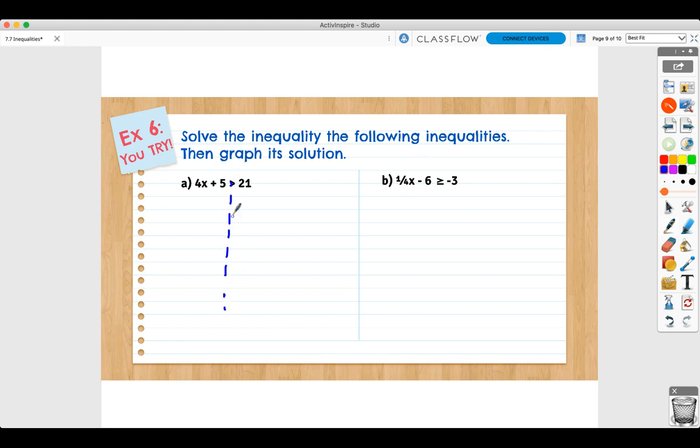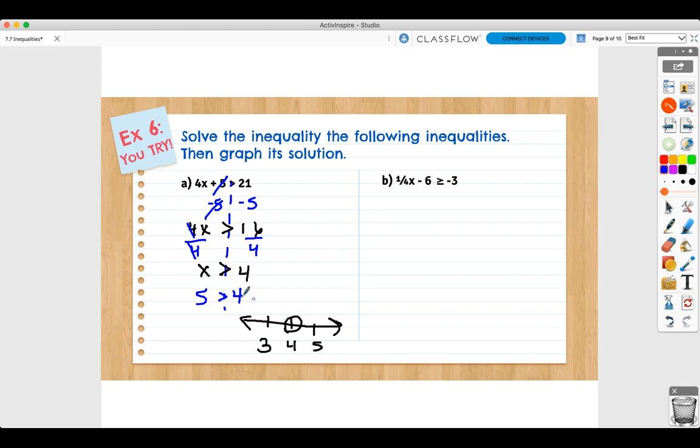Right. Dotted line here, so subtract 5. So 4x is greater than 16. Divide 4. So x is greater than 4. So 4, 5, and 3. This is an open circle because there's no equal to sign here. And if we're using what I talked about just the last problem, if you're not sure which side is shaded, 5 is greater than 4. That's a true statement. And 5 is over here, so you're shading in the left side.